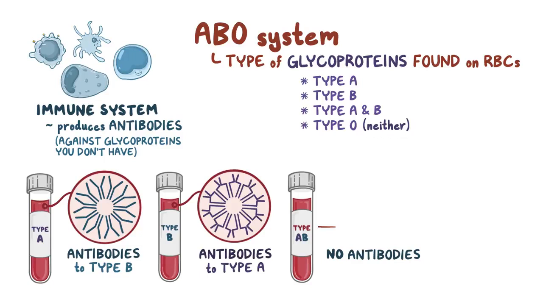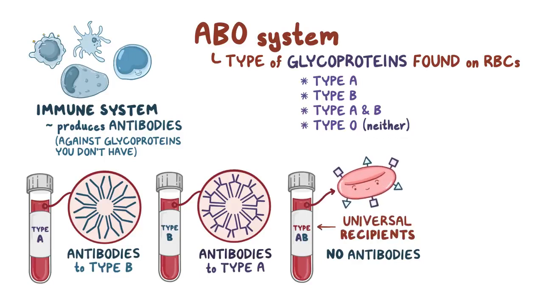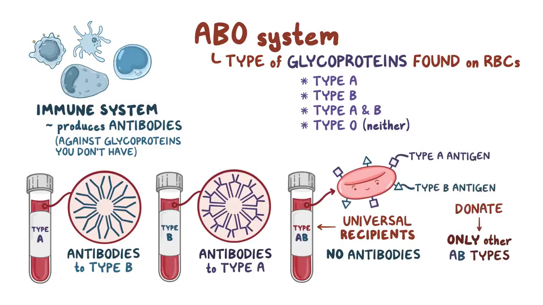Thus, these lucky people are universal recipients. However, since their red blood cells have both type A and type B antigens, they can't donate blood to anyone except other AB blood type individuals. So they're good receivers but bad givers.